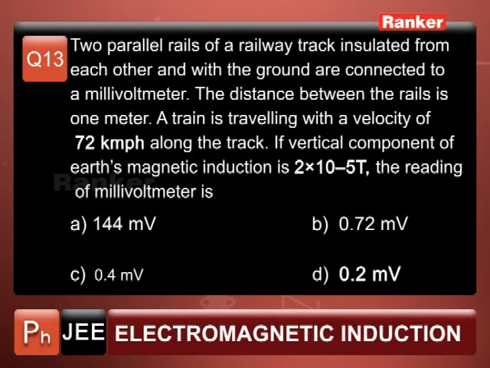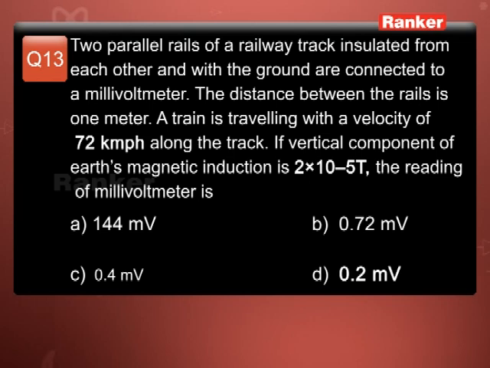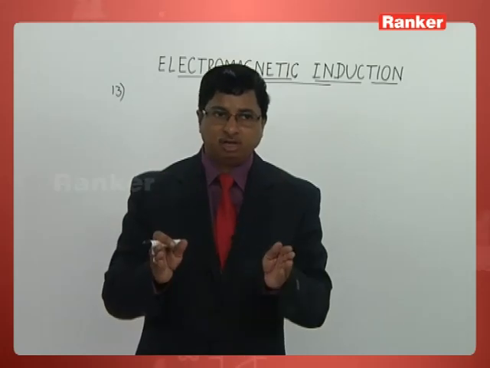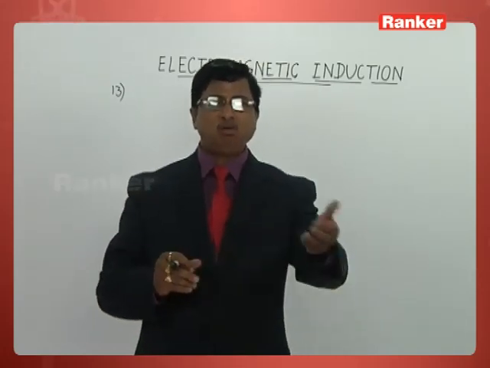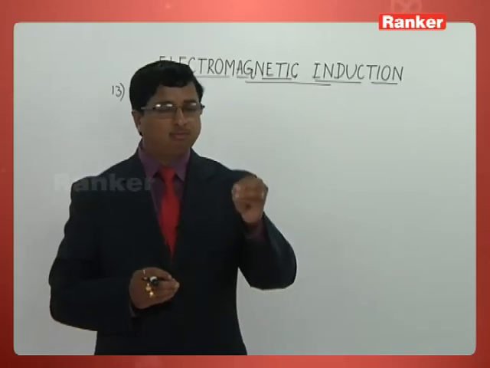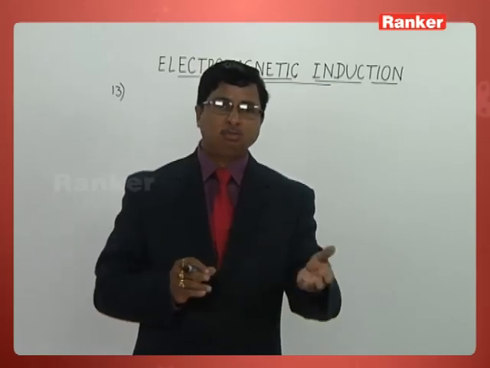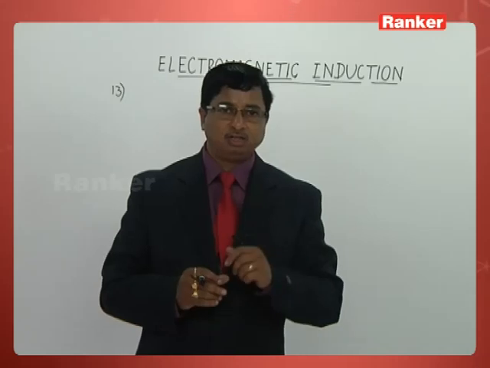The distance between the rails is a meter. A train is traveling with a velocity of 72 km per hour along the track. If the vertical component of Earth's magnetic induction is 2 into 10 power minus 5 Tesla, the reading of the millivoltmeter is how much? The voltmeter is just connected over there to measure EMF. With a millivoltmeter, the values you observe will be in millivolt, that's all. But a voltmeter ultimately is going to measure EMF only. There is nothing more in that.